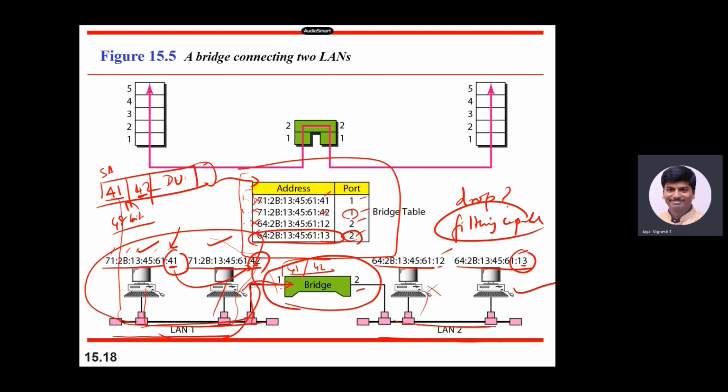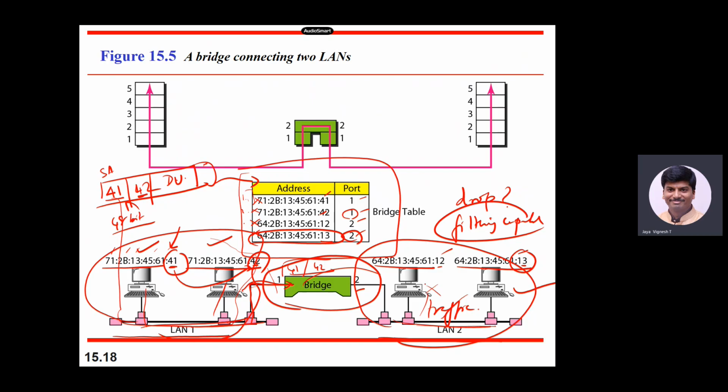I received this frame through port 1 and the destination is also mapped to port 1. So I don't need to forward this frame, right? If I forward the frame, I'm unnecessarily going to create traffic in LAN 2, which is only going to reduce my throughput, right?